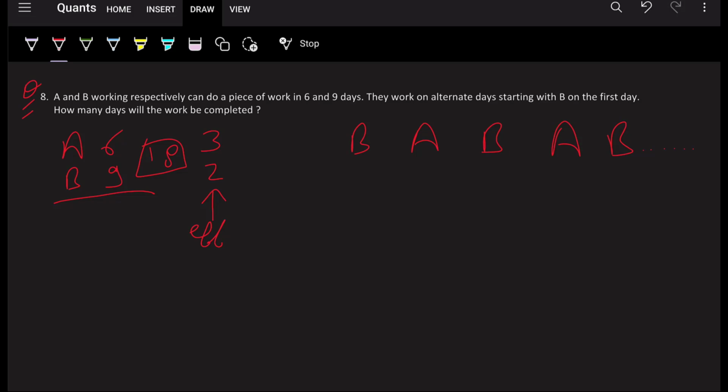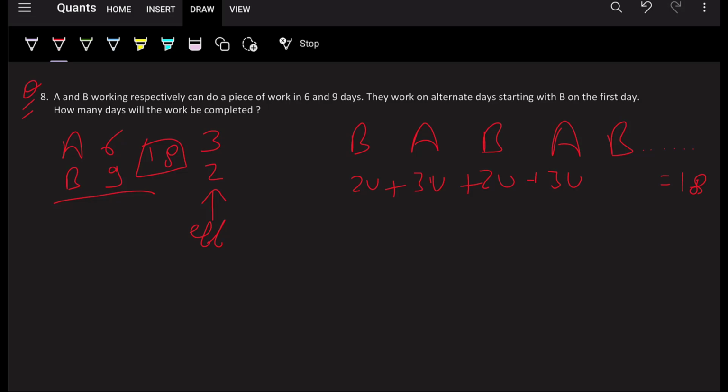Okay, and the 1 day's work of A and B is 3 and 2 units respectively. So B has worked for the first day, with 2 units. A, 3 units. Again 2 units, again 3 units. And we will add these, and it should be equal to 18.